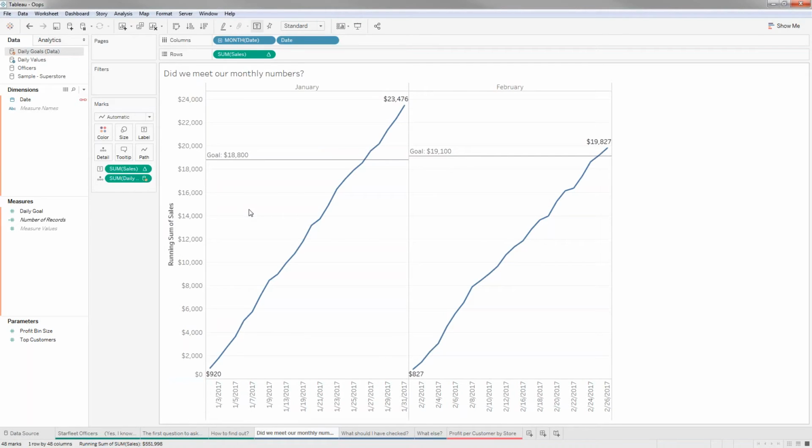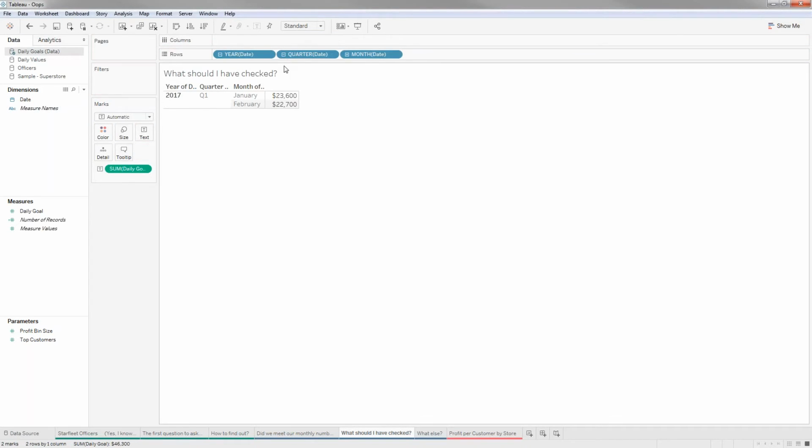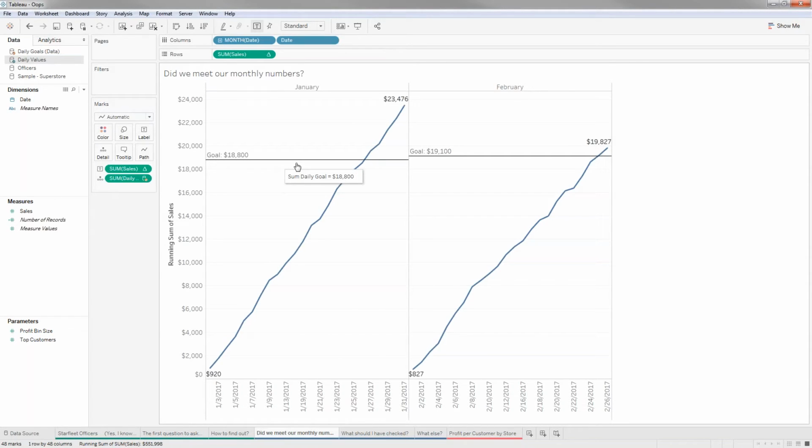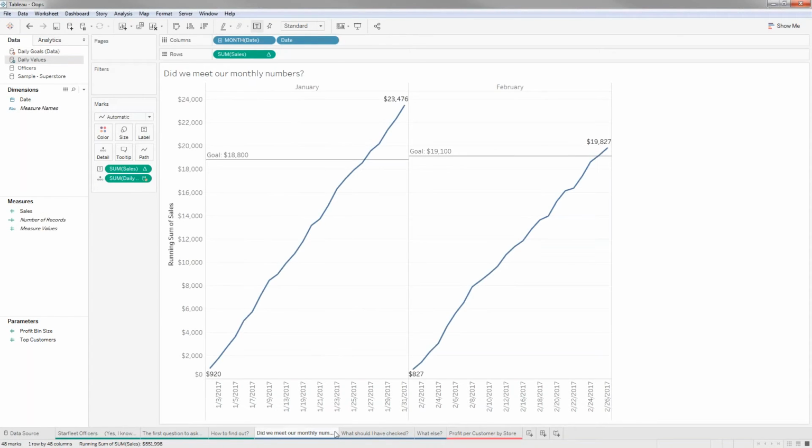And I go back and I think, oh, there's something I should have checked. What should I have checked? Well, the very first thing I should have checked was that secondary source all by itself without the blending. Because I did check it, but I checked it at the day level. What if I had looked at the daily goal value by month? So we go down to the month level, and I see, oh, my total goals were 23,000, 22,000, and back here on my other chart, yeah, I was low. I had 18,000, 19,000. So what happened? Why are these values higher than these?